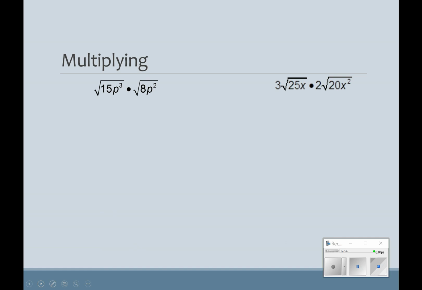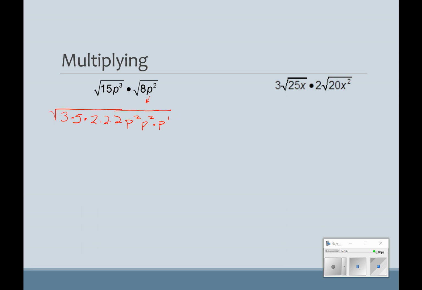Let's look at these other examples. So 15, I'm going to write all of this under one radical. 15 breaks down to 3 times 5. 8 breaks down to 2 times 2 times 2. Then I've got my p squared, and I have my p cubed, but I'm going to write my p cubed as p squared times p to the first.